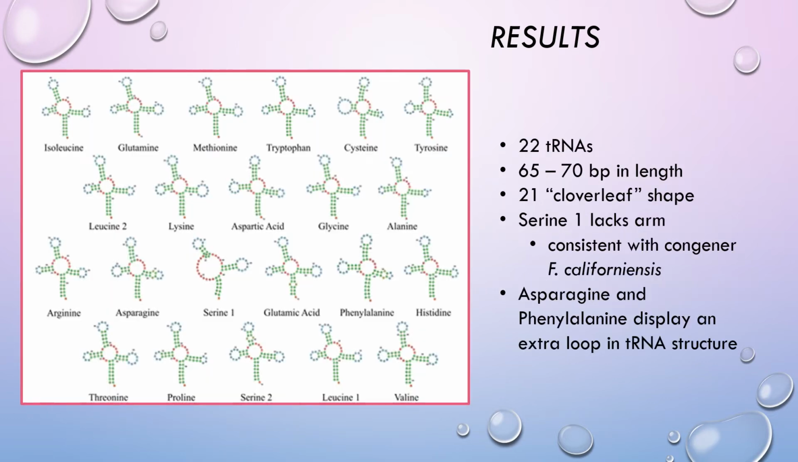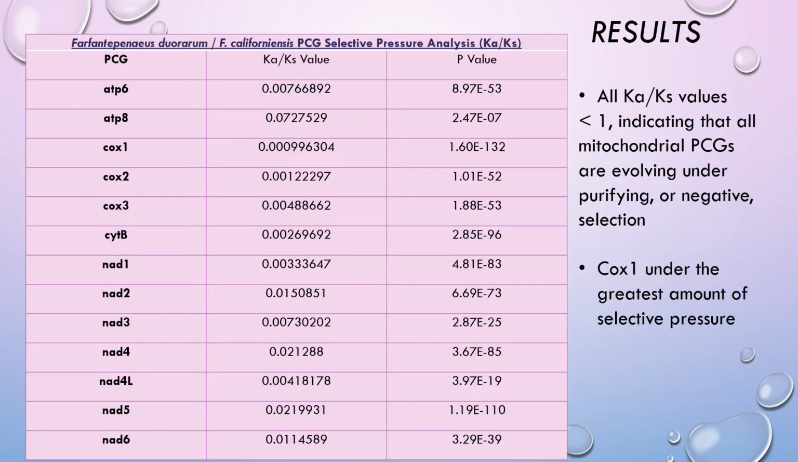There are 22 tRNA genes ranging from 65 to 70 base pairs in length, of which 21 were found to exhibit the classical cloverleaf shape. Serine 1 was the only tRNA to lack an arm, and the asparagine and phenylalanine tRNAs were found to display an extra loop in the secondary structure. The selective pressure analysis resulted in Ka/Ks values less than 1, indicating that all mitochondrial protein-coding genes are evolving under purifying or negative selection. The COX-1 gene was found to be under the greatest amount of selective pressure.